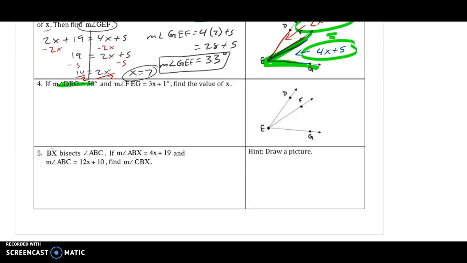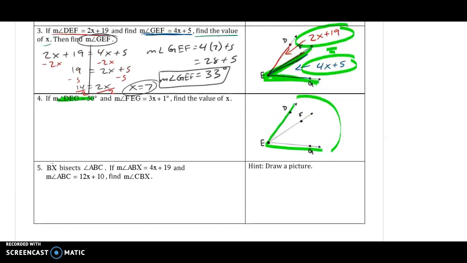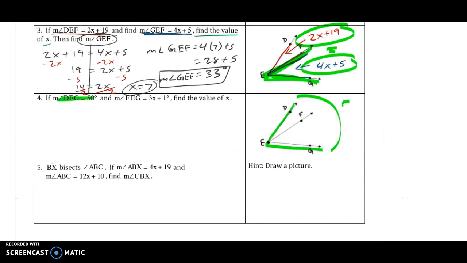DEG is 50. So let's see, DEG, that is the whole thing. Whoa. That is 50 degrees. And FEG is 3x plus 1. FEG, is that the whole or the half? It is the half. Therefore, this one here is 3x plus 1.